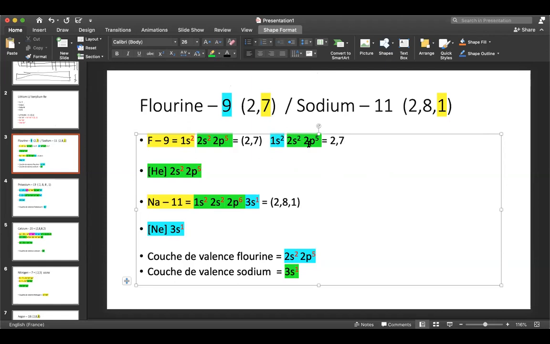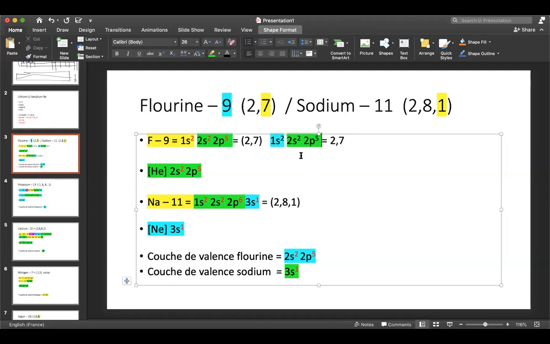I'm not saying that when you do your configuration you're supposed to add, but I'm just saying this to at least enlighten your understanding. When you say 2,7, when you represent the electron configuration in the form of the SPD, configuration électronique, you are going to have 1s2, 2s2, 2p5. And this is the same thing, c'est la même chose, as the 2,7 that you guys have learned over the time.